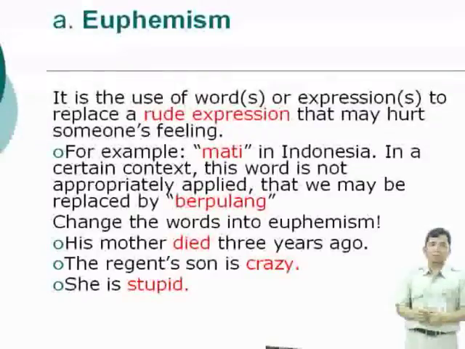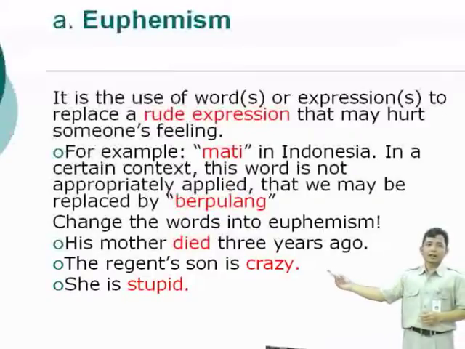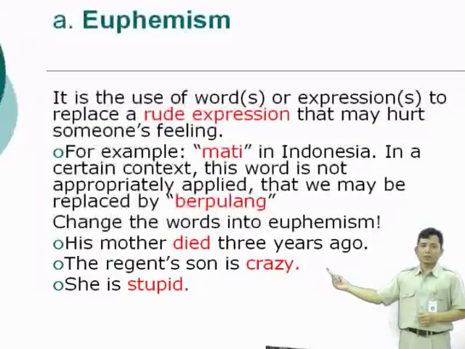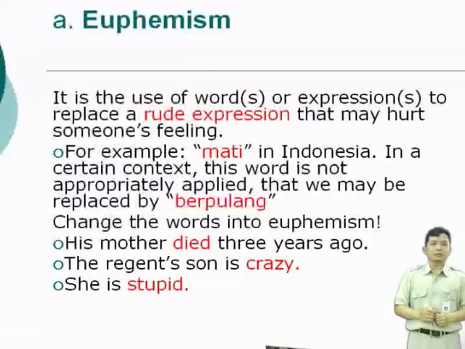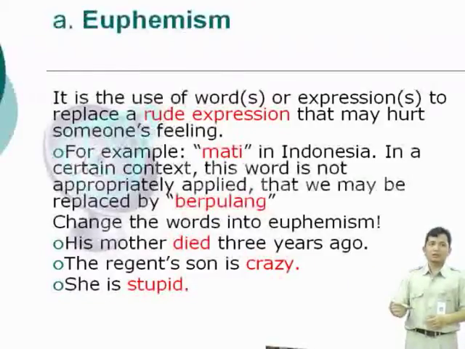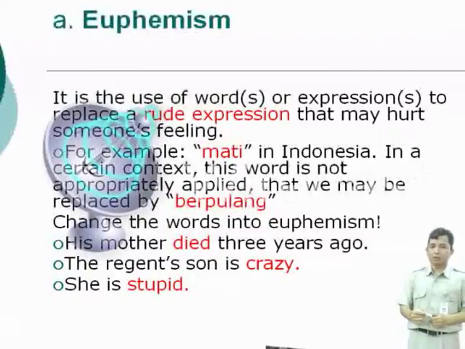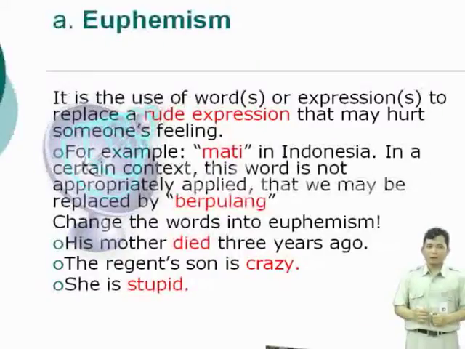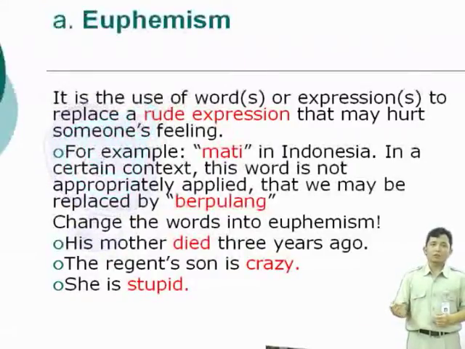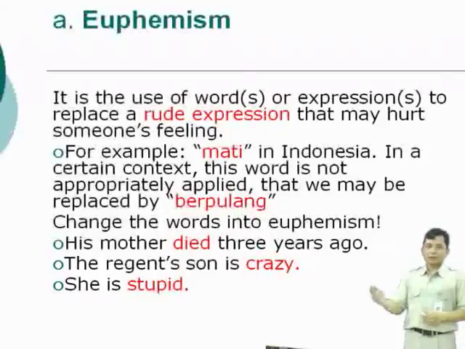Okay, I have some examples. The first one is: his mother died 3 years ago. Died is rude. It will be better if you change died into passed away: his mother passed away 3 years ago. These 2 sentences are the same, but the second one is better because it uses passed away. Sometimes we find it in literary works, but linguists also sometimes use it. Let's go to the next slide.